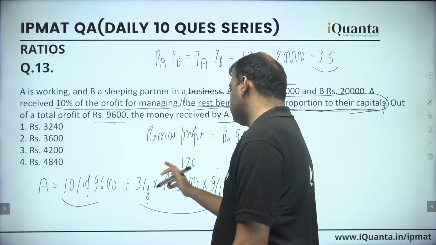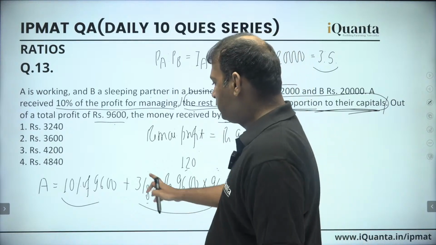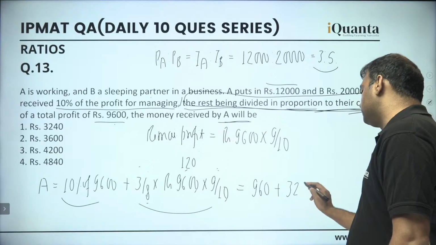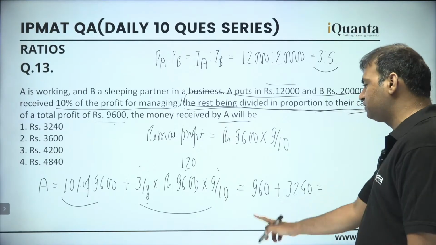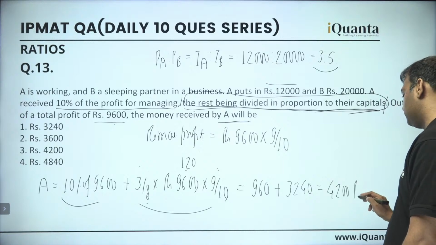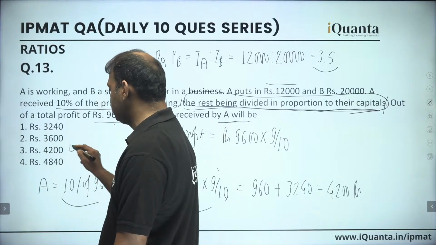Now 120 into 9 into 3. So 129 is 1080 and 1080 into 3. So that should be 3240. And then adding 960 to this, we'll get how much? 4200 rupees finally. So we'll get the total profit or the total money received by A is 4200, option number C.